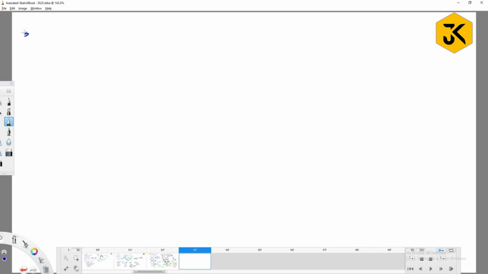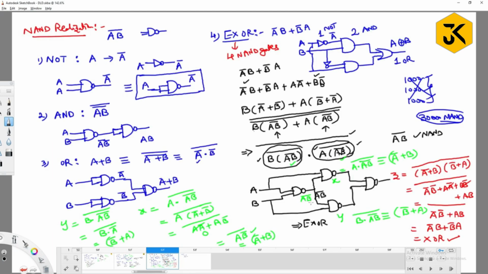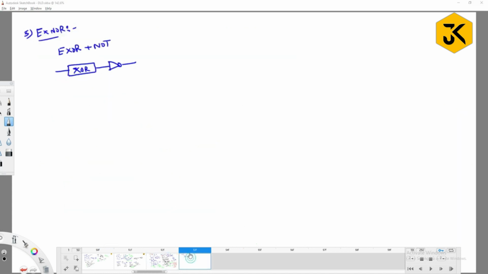Next one, XNOR. XNOR means if I have XOR gate, for this XOR gate, if you add a NOT gate, can we get XNOR? Yes. So simply I can say XOR plus NOT gate, XOR NOT gate. So you can simply draw this one. So for this NAND gate, if you add one more NOT, what does that mean? Again NAND gate.